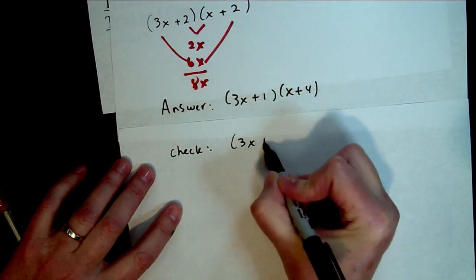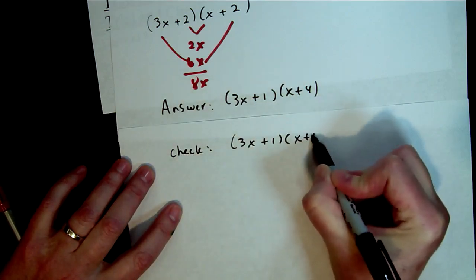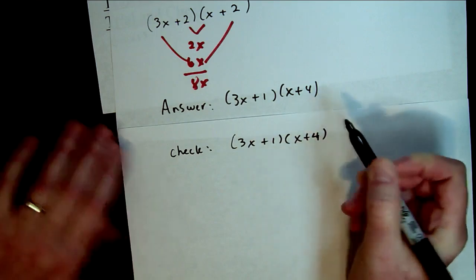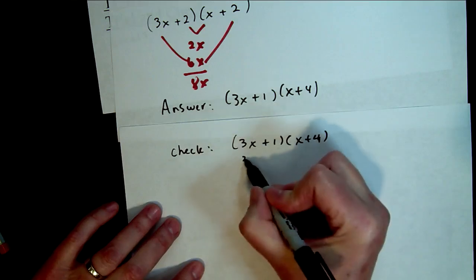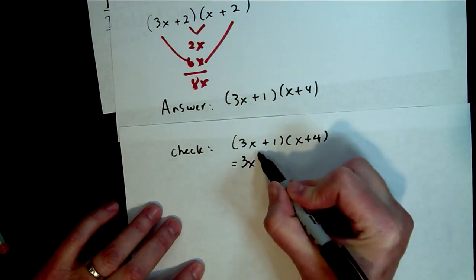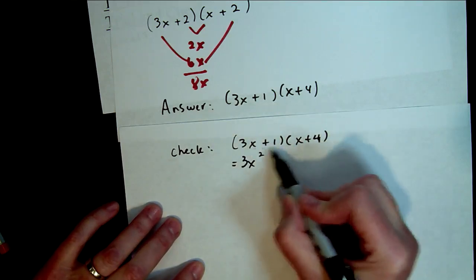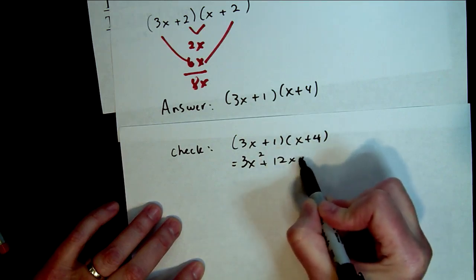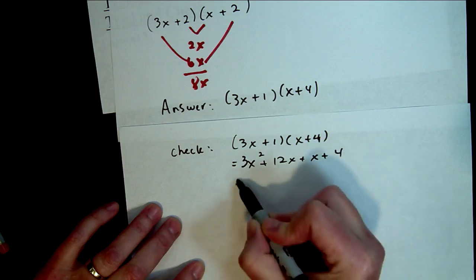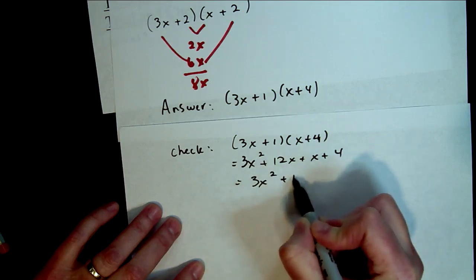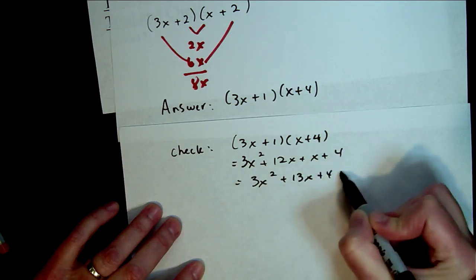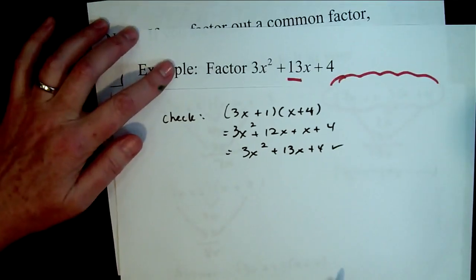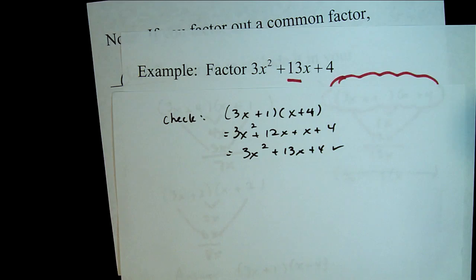So this would be at the end, if I had time. If I had extra time at the end of the test, I would go back through and do extra checking. So 3x squared plus 12x plus 1x plus 4 gives me 3x squared plus 13x plus 4. And yes, that's what I was supposed to have, so my answer checks out.